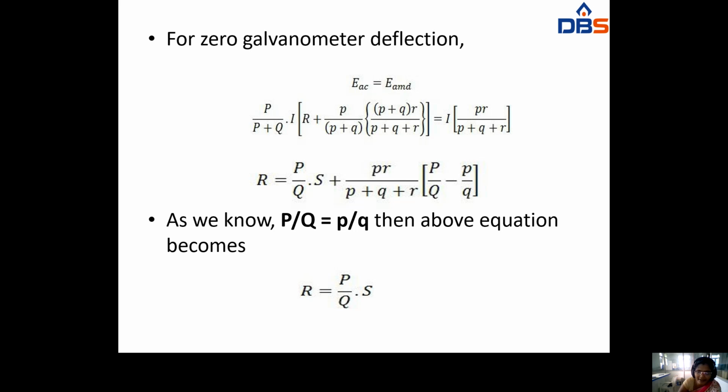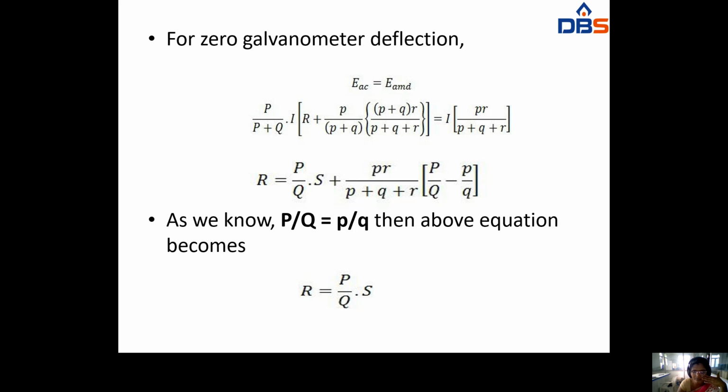At that time the common P terms will be cancelled. So by solving this equation, once all of you practice this in a rough notebook, you can get R equal to P by Q into S, plus the term PR by P plus Q plus R into (P by Q minus small p by small q). Here you can write that P by Q is equal to small p by small q. So the first arm ratio is equal to the small ratio arm.